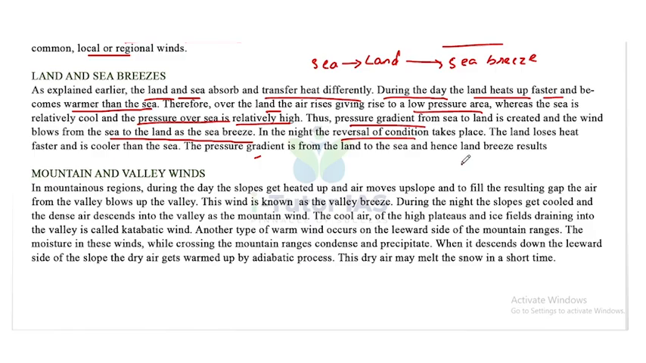There is a high pressure system created on the land, and at that time the sea is much hotter than land. So there is a low pressure belt. So the wind moves from land to sea, that is called land breeze. The land loses heat faster and is cooler than the sea. So the pressure gradient is from the land to the sea, and hence that is called land breeze.